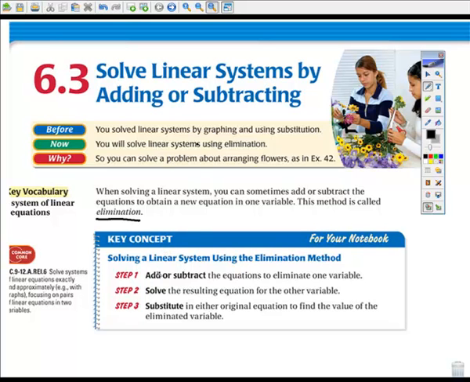Elimination, just like substitution, takes 3 steps. Our first step is to add or subtract the equations to eliminate one of the variables. So really we're building a third equation, and in doing so we're eliminating either the x or the y variable. Second step, you're going to solve that new equation for the variable that you did not eliminate. And the final step, once you have that answer, you're going to substitute it into either original equation to find the value of the variable that you did eliminate.